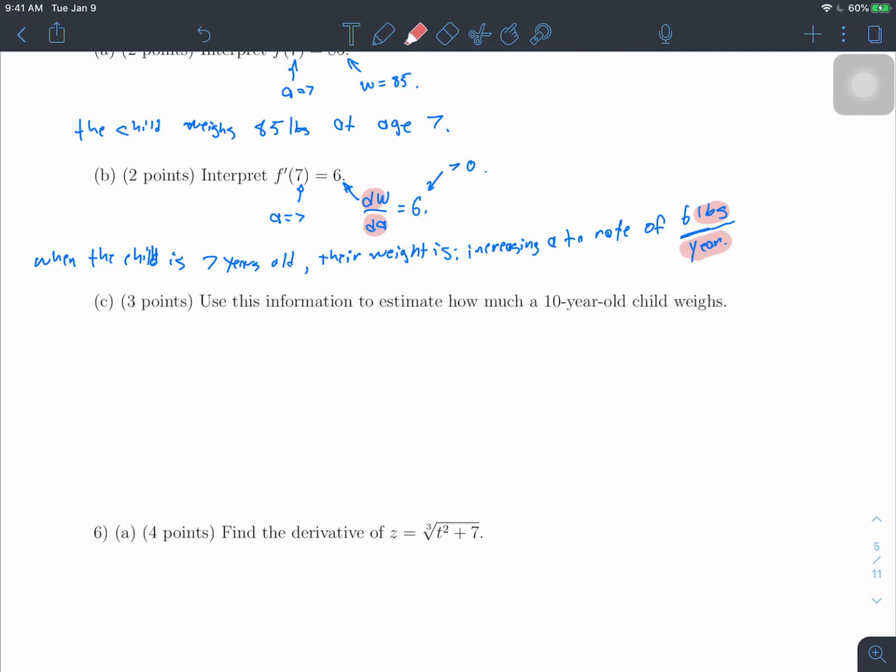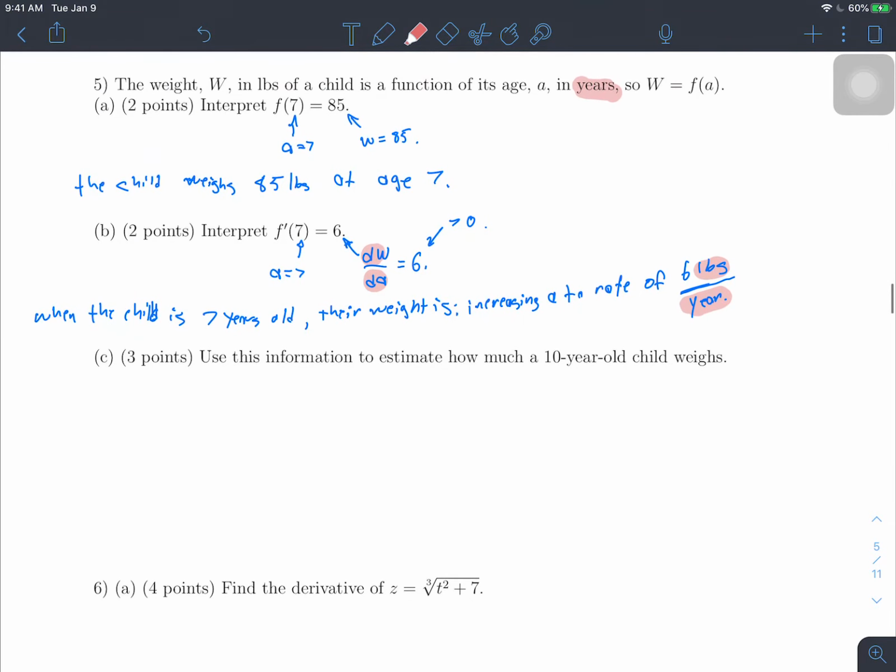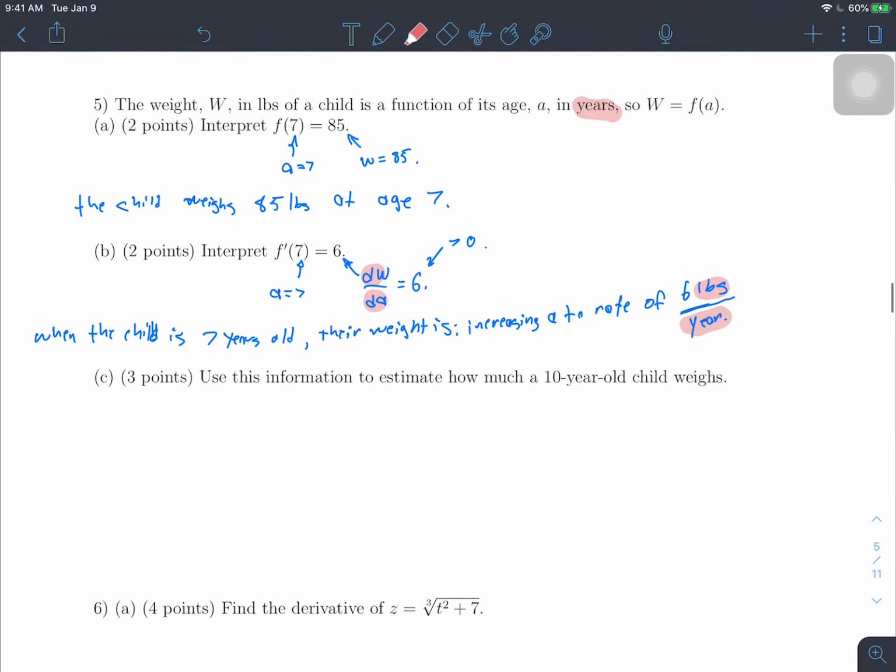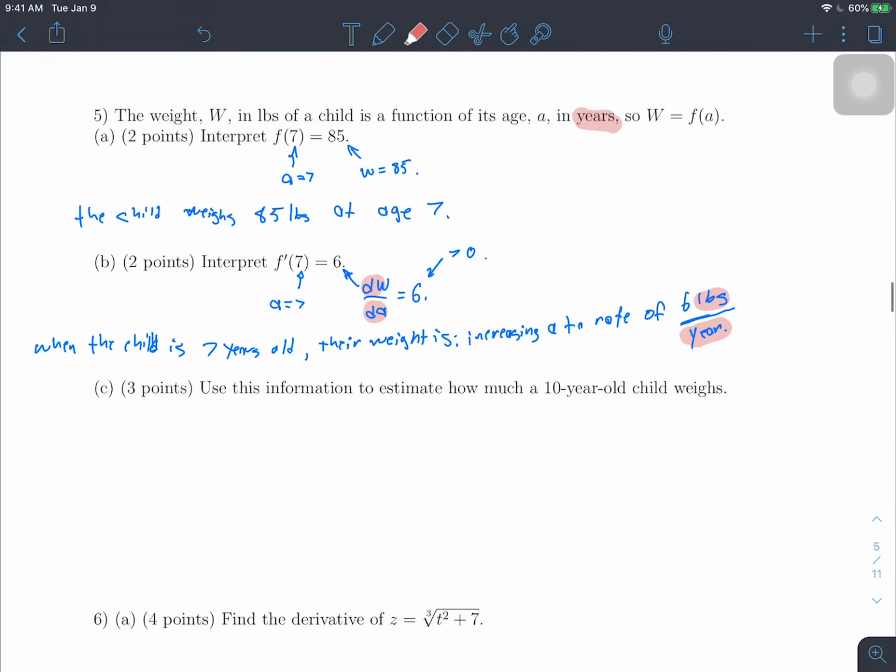Let's see. So, part C, we want to use this information to estimate how much a 10-year-old weighs. Okay, so what is the information we have? We know f of 7 and f prime of 7. We want to know what is f of 10.